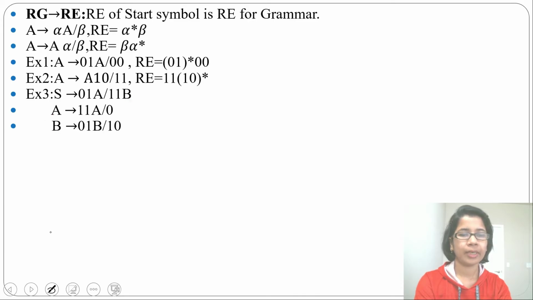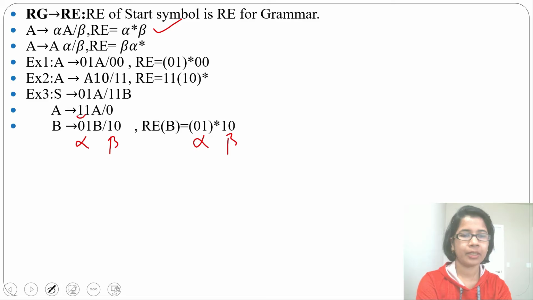So what will be the regular expression for B? B is a right linear grammar. This is in this format. The regular expression will be alpha Kleene closure beta. It will be 01 whole Kleene closure 10. This is our alpha, this is beta. Next we'll find the regular expression for A. Here this is alpha, this is beta. The regular expression for A will be 11 whole Kleene closure 0.